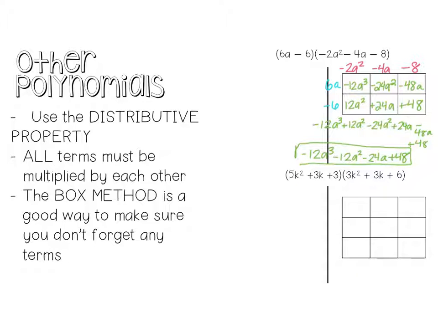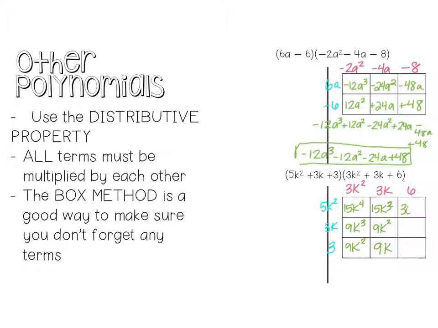In the next one, we have a 3 by 3. So on the top, I'll have 3k squared, 3k, and 6. No need to include the signs when they're positive. And on the side, I'll have 5k squared, 3k, and 3. When I multiply this out, I'll have 15k to the 4th, 9k to the 3rd, and 9k squared. 15k cubed, 9k squared, and 9k. Excuse me, this one should be to the 3rd.